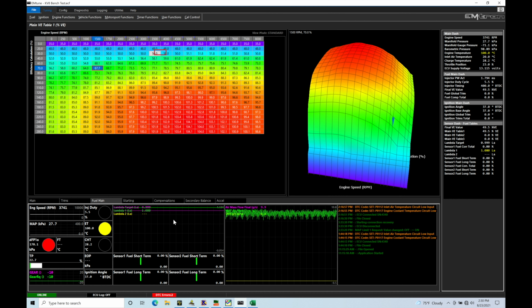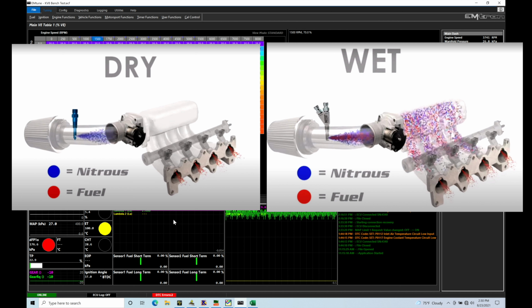So the first thing we're going to take a look at here is the difference between a dry and a wet shot of nitrous. Coming up on screen, I have two pictures that are going to help illustrate this. On the left-hand side, this is our dry type of nitrous control, and on the right-hand side, this is our wet type of nitrous control.